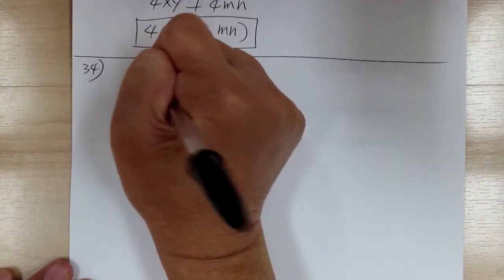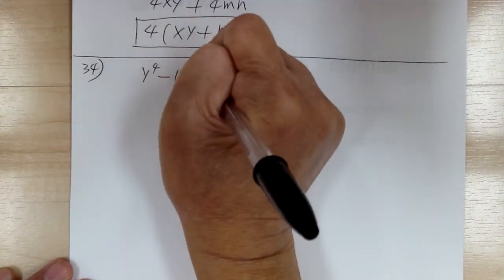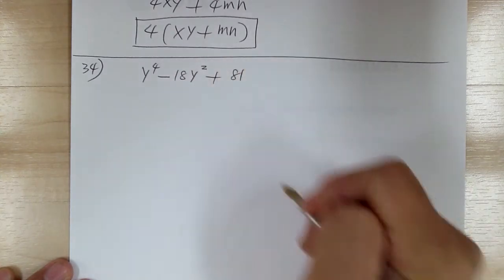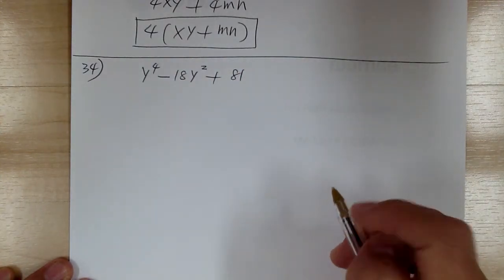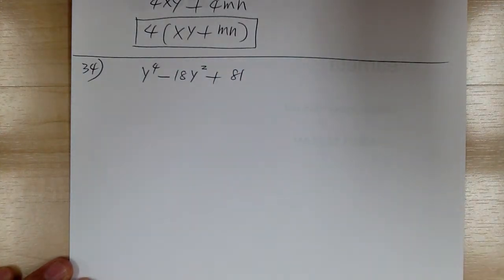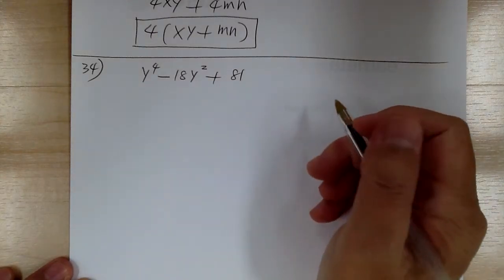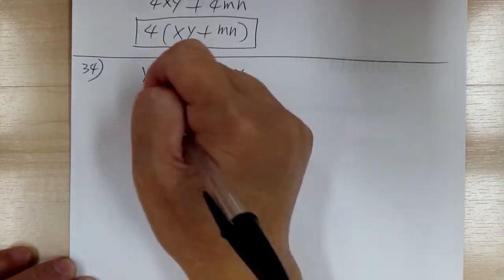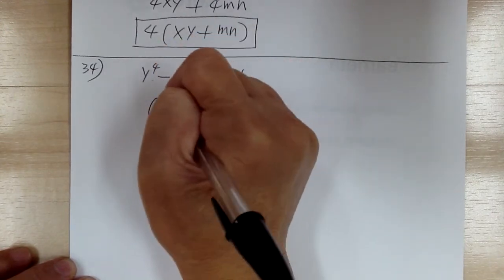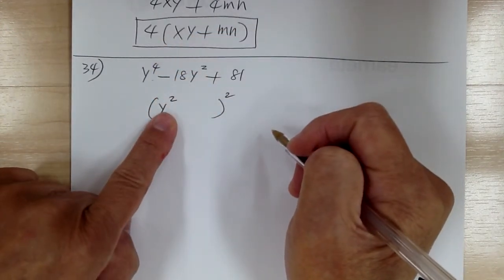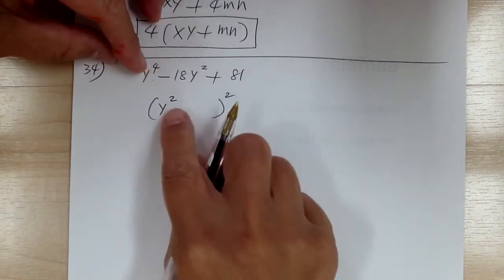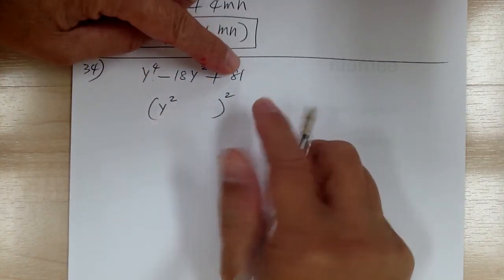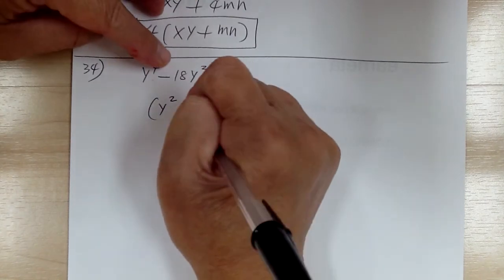You have y to the 4 minus 18y squared plus 81. Step 1, common factor, cannot. Step 2, you check for perfect squares. So this one is a perfect square, so you're going to work out y squared, and y squared squared gives you y to the 4. And for 81, you need to get a 9, and you need to get minus.